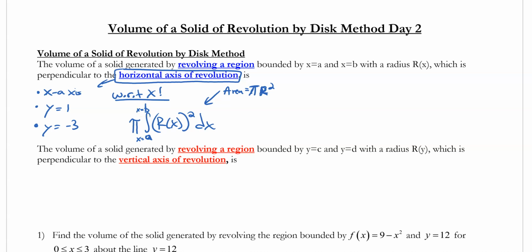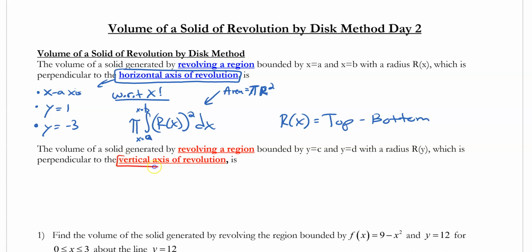Now, the difficult part is oftentimes the calculation of r of x. And a simple way to think about this is top minus bottom, just like we saw for area. Okay, so that's nice, it's very similar, and you'll see in a couple of minutes here an example, and we'll be able to talk through that.